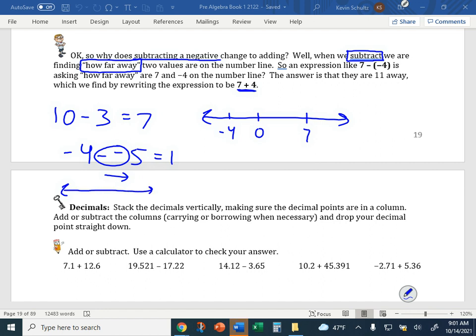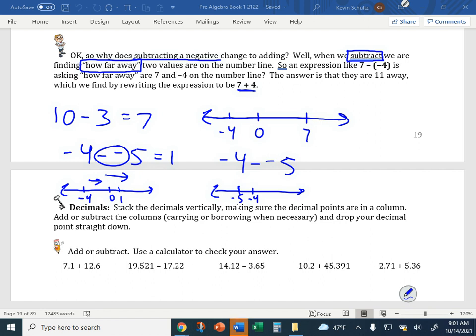On a number line, starting at -4, here's 0, right? Starting at -4, going to the right 5, you're going to end at +1. Okay? If you go with this how far away method here, -4 minus -5, how far away are -4 and -5 on the number line? They're 1 away. So you get +1 there too.